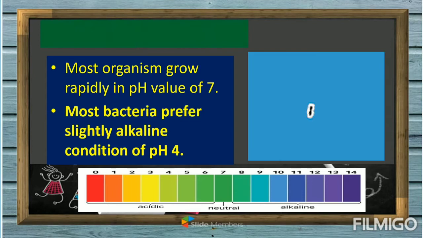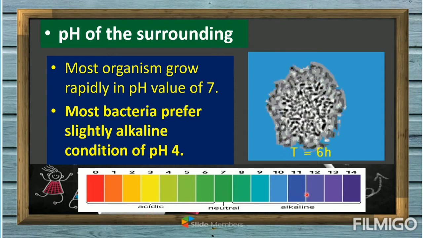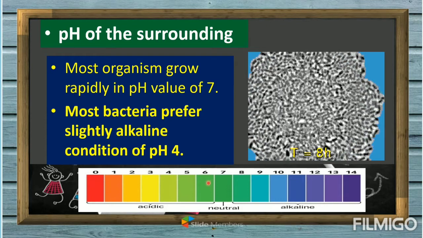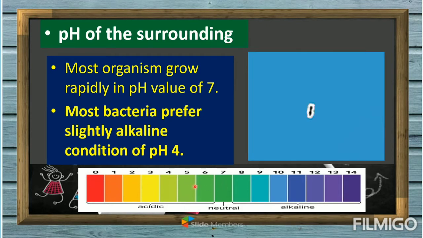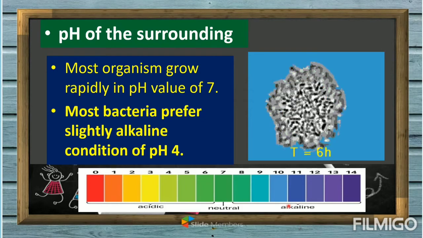So class, as you can see here, this is the pH scale. It ranges from numbers 0 to 14. The pH scale measures the acidity or alkalinity of a substance. Numbers 0 to 6 are the pH range for acidic substances, and number 7 is neutral. Numbers 8 to 14 are the pH level for an alkaline or base substance.